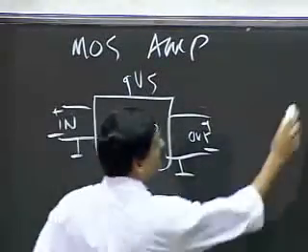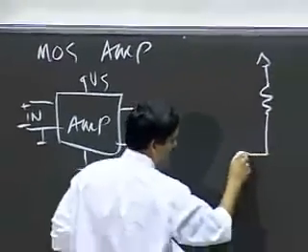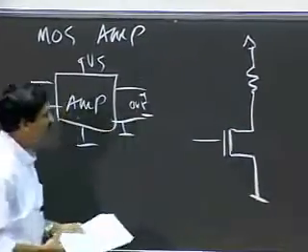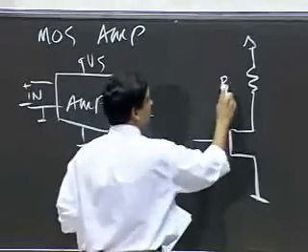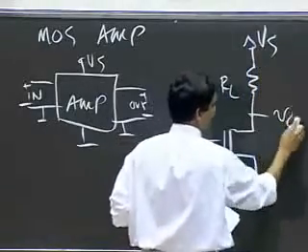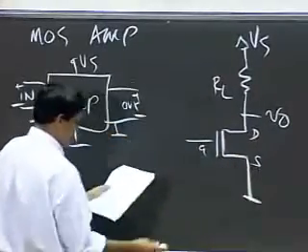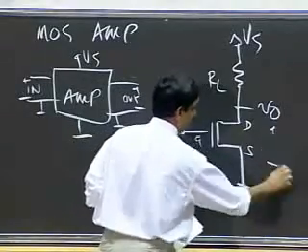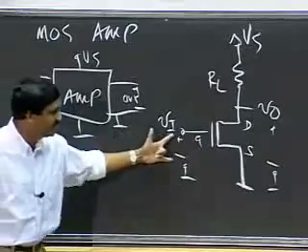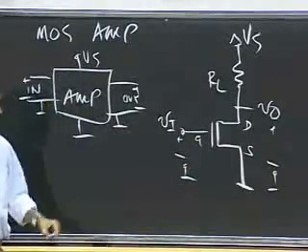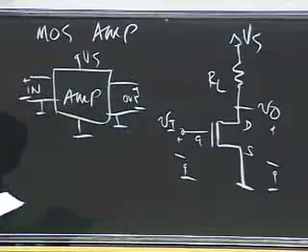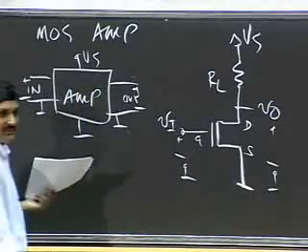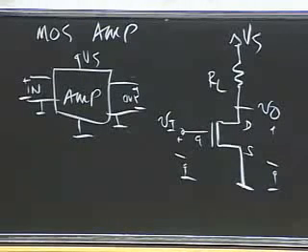Let me redraw the circuit, putting a MOSFET in place of the current source. RL, VS, VO, drain, gate, source, VI. So my input is VI, again the MOSFET, output is VO, and I have a resistor RL. Hey, we've seen that before. It turns out this is not surprising. You've seen this before. This was our primitive inverter circuit.